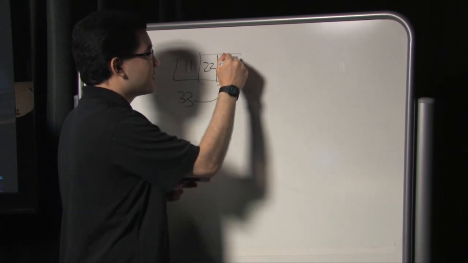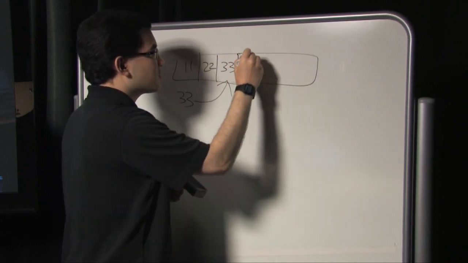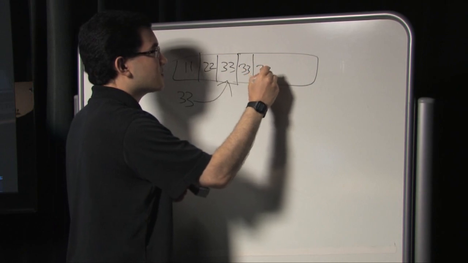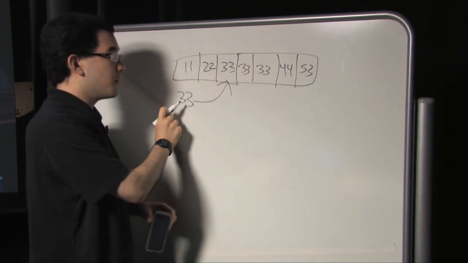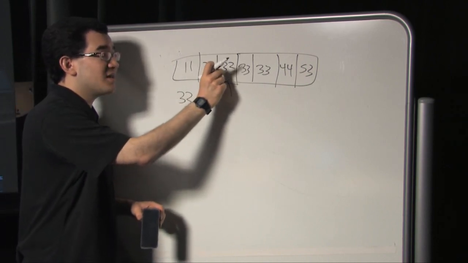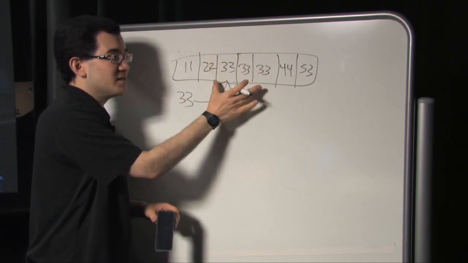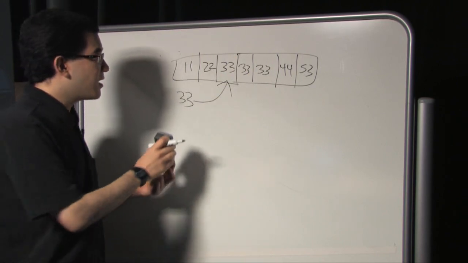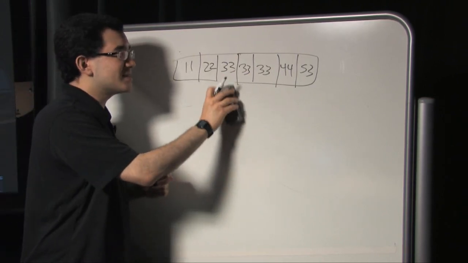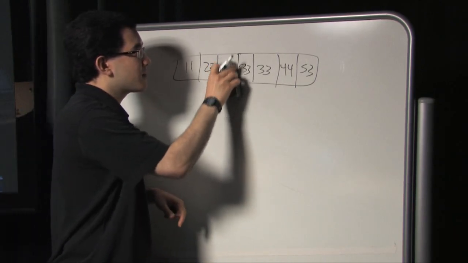So suppose my vector was 11, 22, 33, 33, 33, and then 44, and then 55. Again, lower bound is going to return the first element in this subrange of equal elements. Okay, that's often what we want. What if the element does not exist like this?